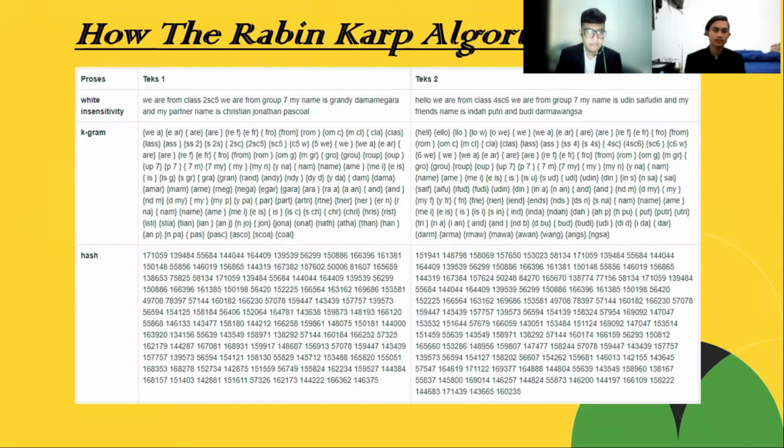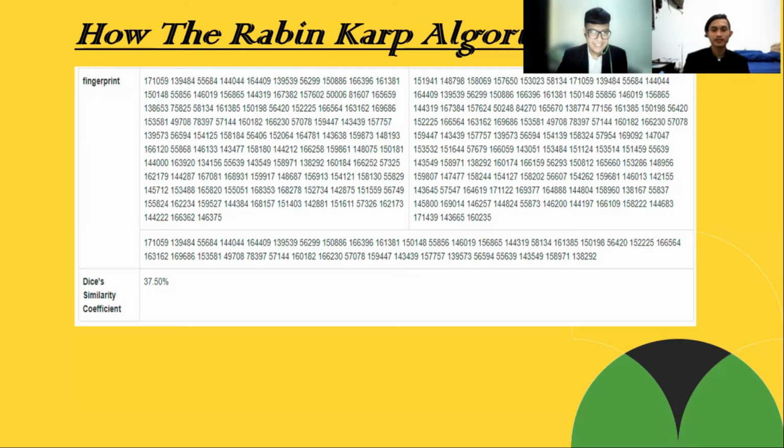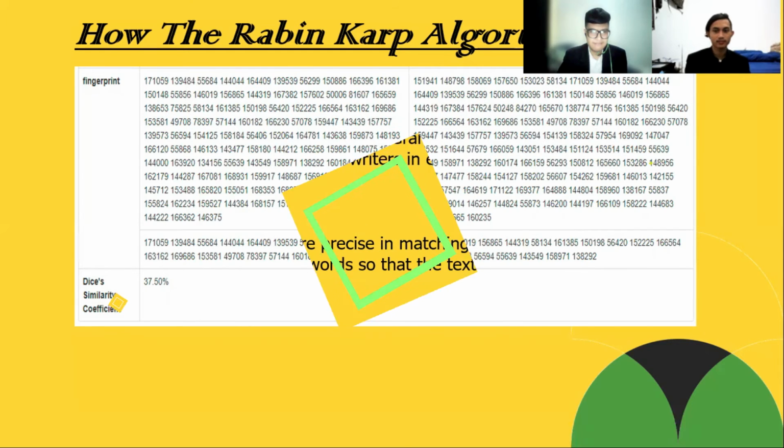Next, in the k-gram, the text is divided into 4-character pieces. Okay, then in the hash section, the k-gram is converted into an integer. After that, in the fingerprint section, the same integer values are converted into one fingerprint. And the Dice similarity coefficient is the result of the comparison of the two texts.